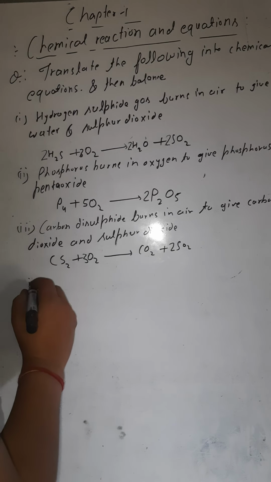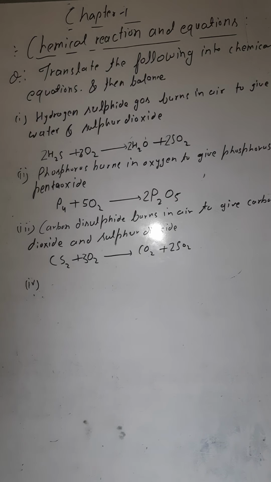That will be the fourth one. Fourth one will be: aluminium metal replaces iron from ferric oxide.